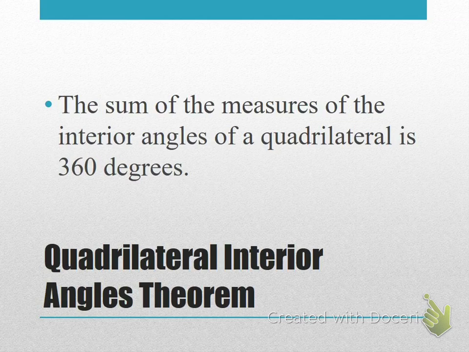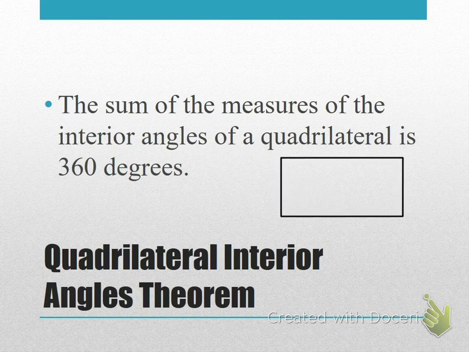Which should make sense because any quadrilateral, if you think about a quadrilateral of any kind, you could always split it into two triangles, right? So if this has to add up to 180 and this has to add up to 180 and we put them together, then the whole thing adds up to 360.